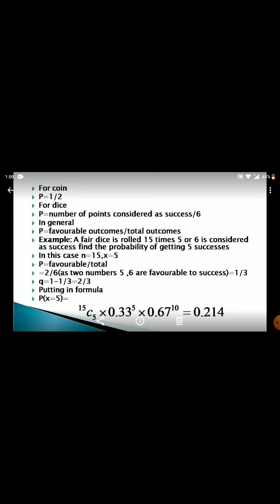Here N is 15, X is equal to 5. P converted into decimals is equal to 0.33 raised to power X, that is 5 again, and 0.67 raised to power 10. 10 means N minus X, 15 minus 5, that is 10. So after applying the formula in the calculator, you will get your answer, that is equal to 0.214. So the probability of getting 5 successes in rolling a die 15 times, where 5 and 6 are considered as success, is 0.214.